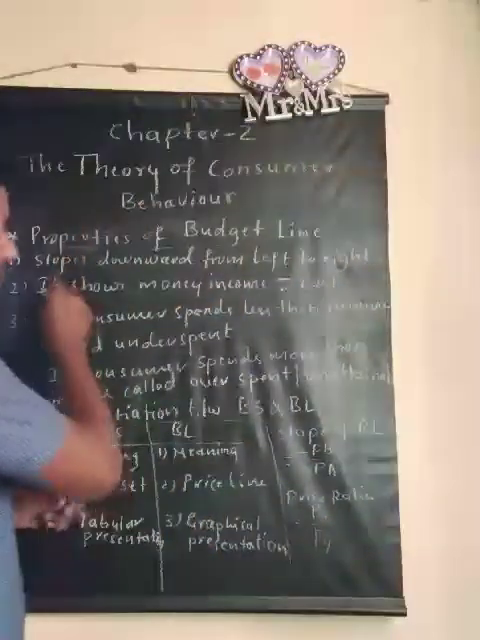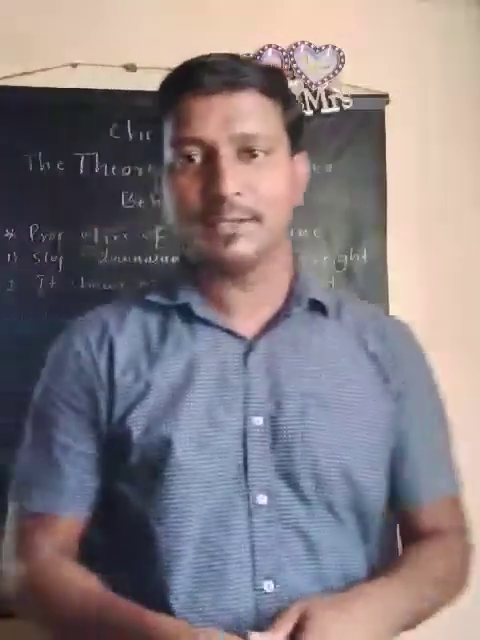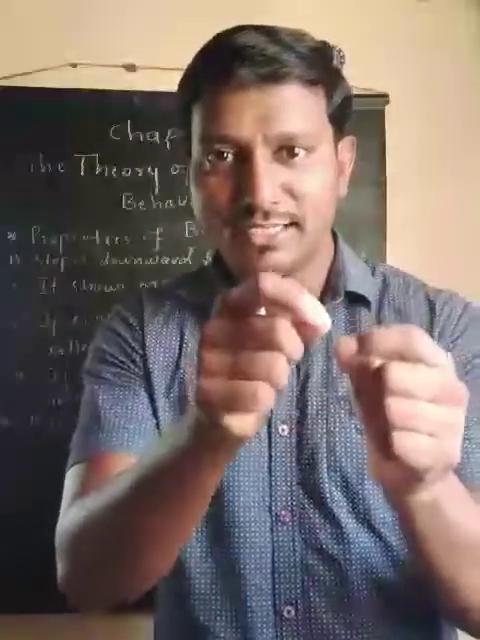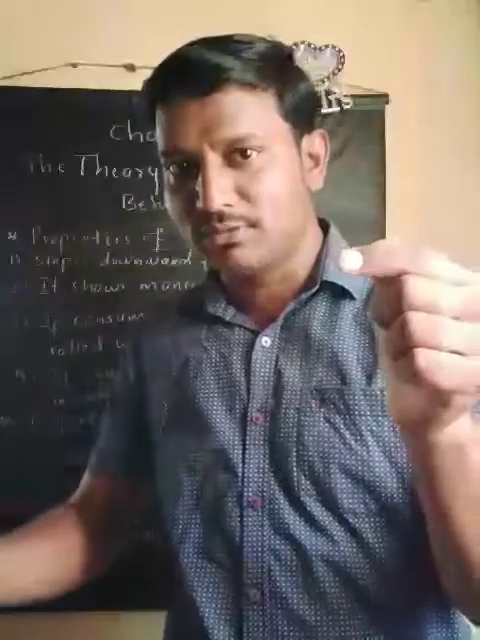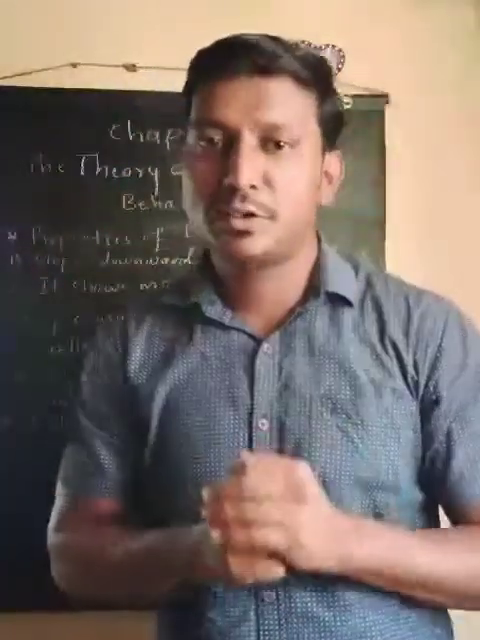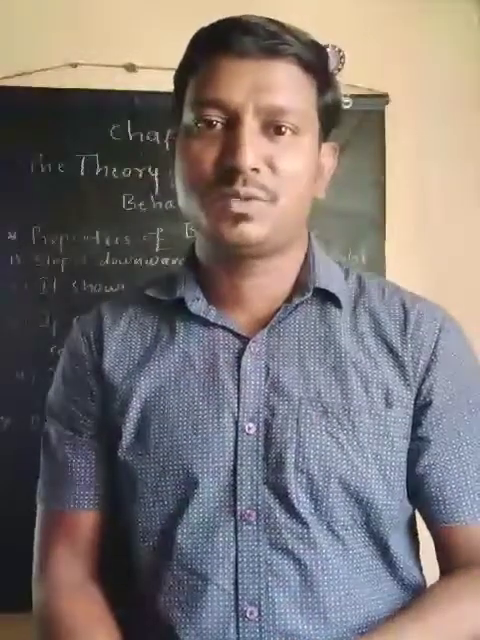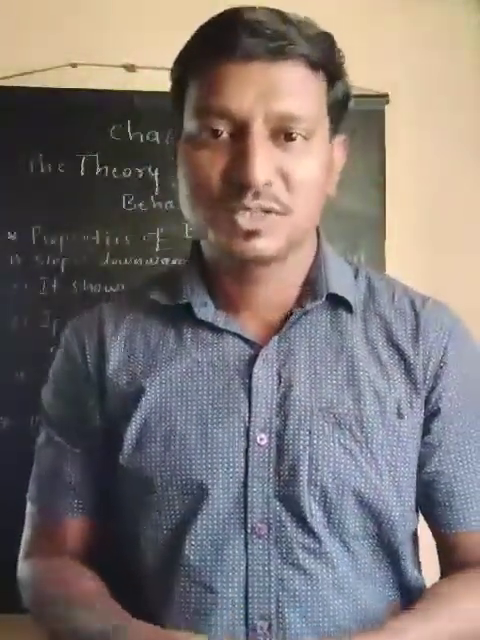Now the first characteristic here is that it slopes downward from left to right. As we already saw in yesterday's diagram, the line slopes downward from top to bottom, that is, from the left side to the right side. Why does it slope downward? It is because of the inverse, or opposite, relationship between the units that we gain and the units that we sacrifice.